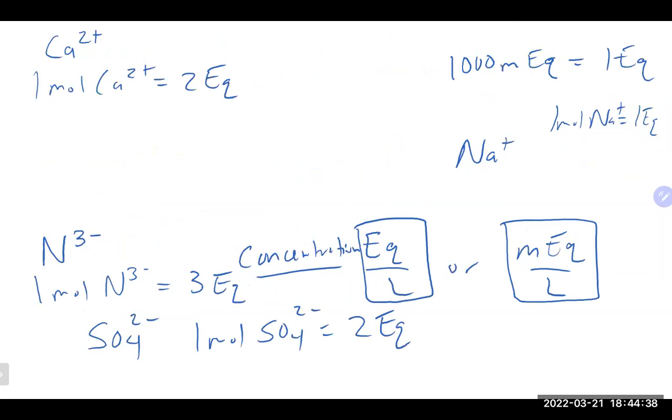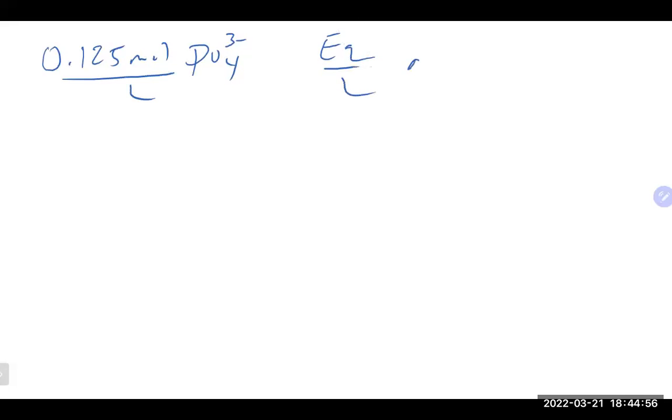So let's say we had 0.125 moles per liter of phosphate. What would be the equivalents per liter and the milliequivalents per liter of phosphate? So take a few minutes and see what you come up with. Let's take a look at it.